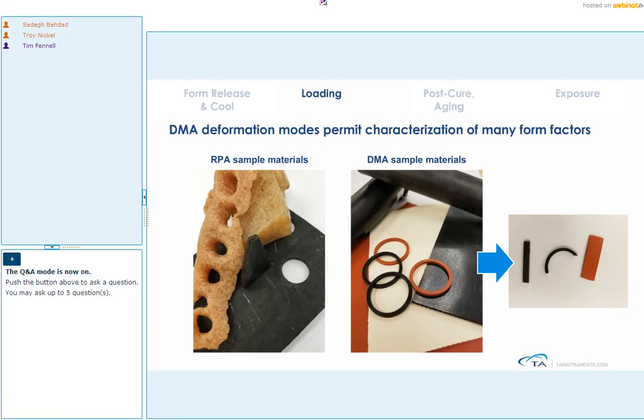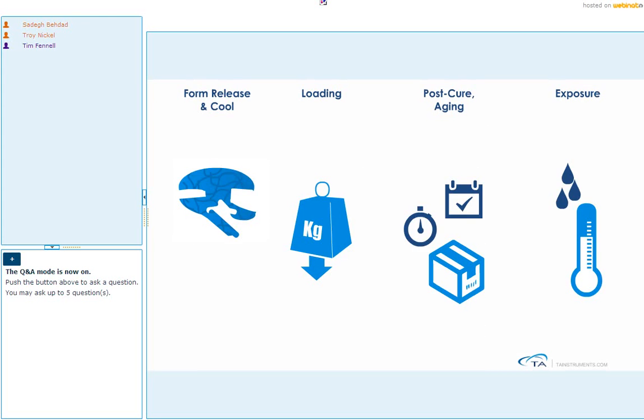So that gives you the ability to test, for example, field retrieved materials or molded parts that cannot be done on an RPA machine. So today, as we go through the slides, you'll see four little icons in the upper right corner of each slide. What I mean by those is that we are trying to categorize the type of test that we are doing on that sample. So we are looking at, are we measuring form release and cool, or are we measuring the material response under loading, or are we looking at post-cure and aging or exposure of your material to things like chemicals, moisture, or thermal changes.